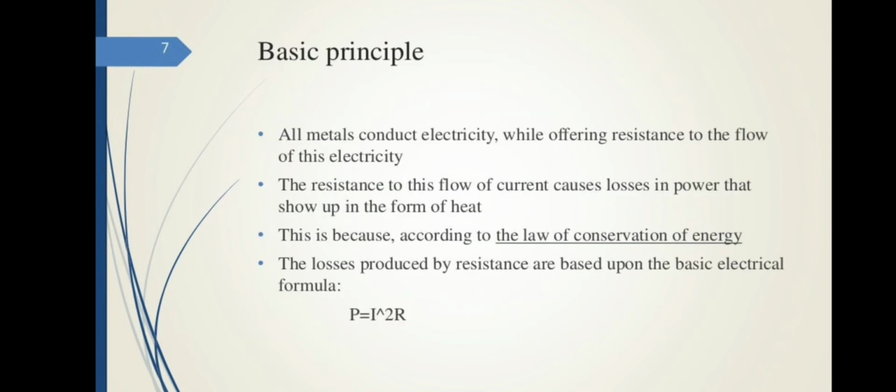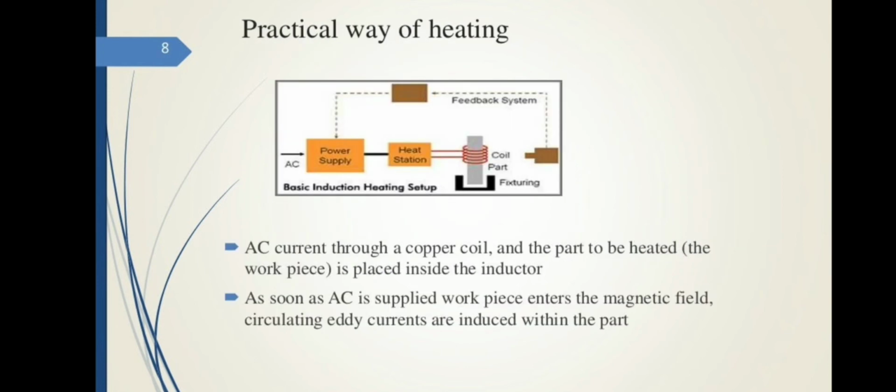All metals conduct electricity while offering some resistance to the flow of electricity. The resistance to this flow of current causes a loss in power that shows up in the form of heat. According to the law of conservation of energy, the loss is produced by the resistance, based upon the basic electrical formula P equals I squared R.